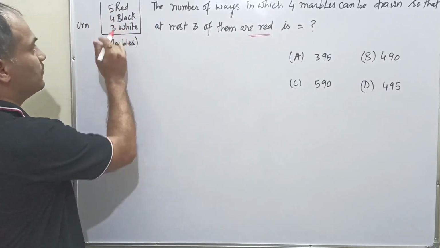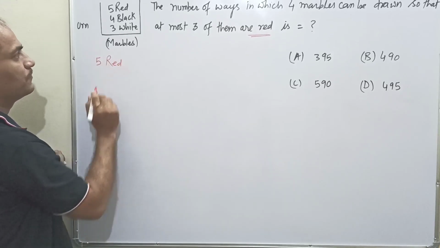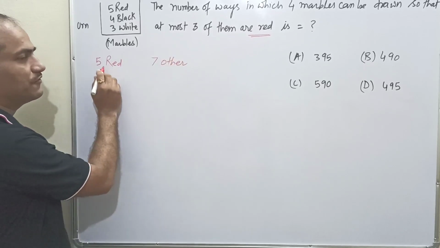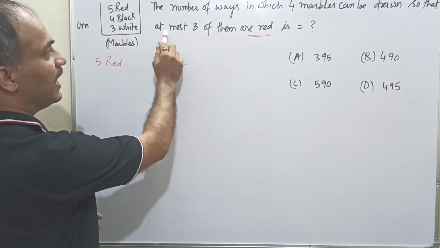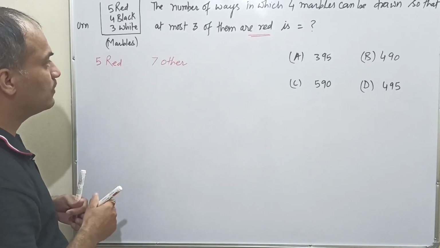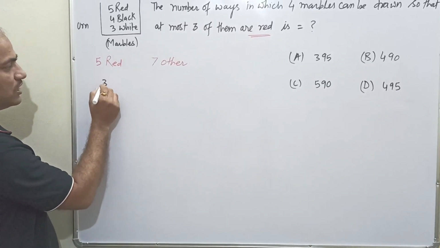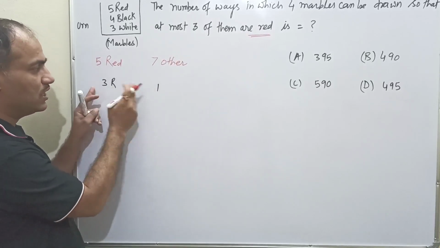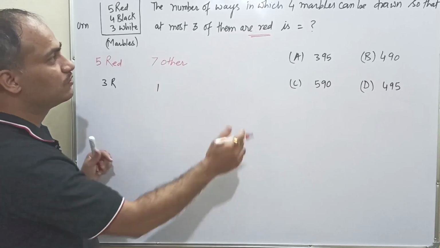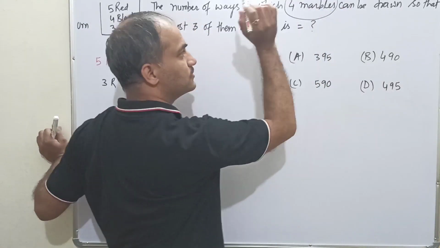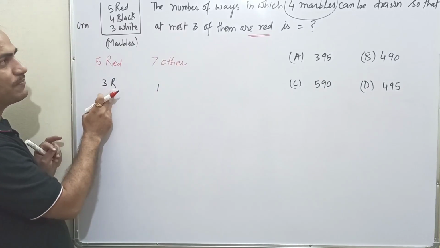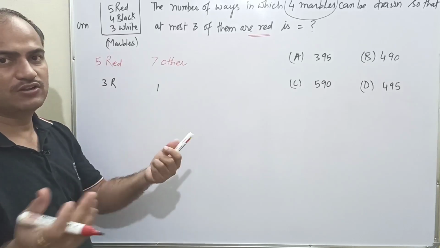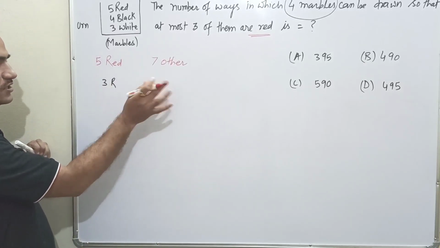So let us classify these events. 5 we have red, and 4 and 3 are 7 other. So we have 5 red marbles and 7 other marbles. At most 3 of them are red. So what can be the possibilities? If 3 are red, then obviously 1 will be other. Then only our event will be completed. Our event is to draw 4 marbles. So 3 red maximum is there. In that case 1 will be any other marble. It can be black or white or anything. So we are not interested in that.